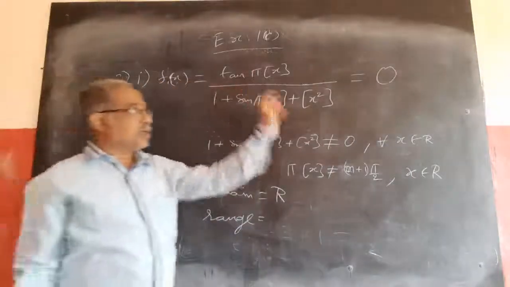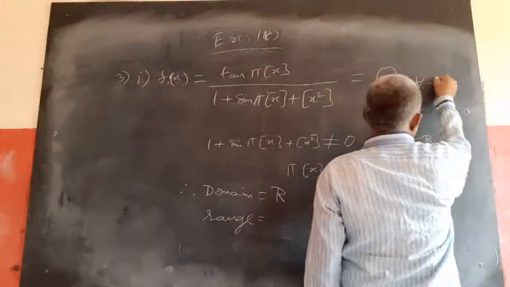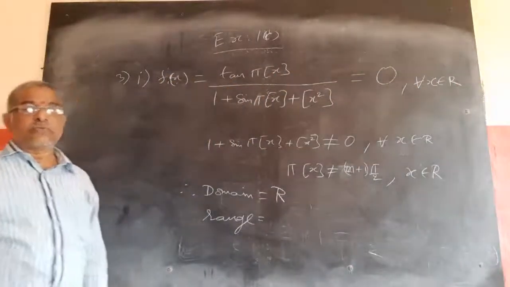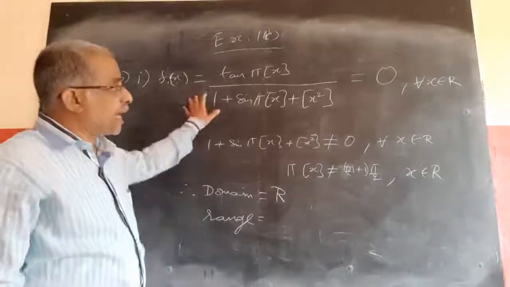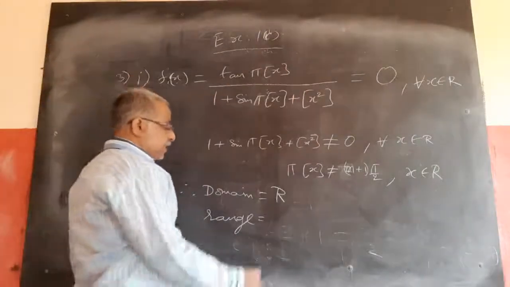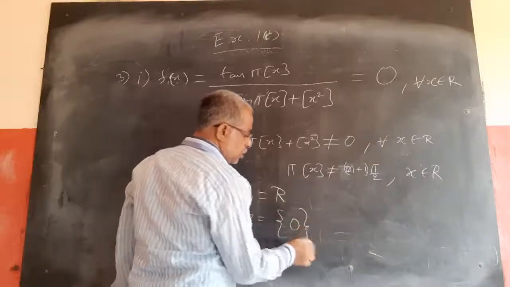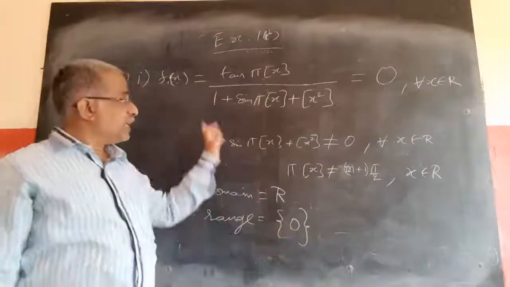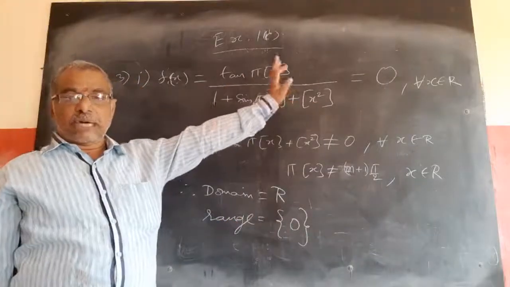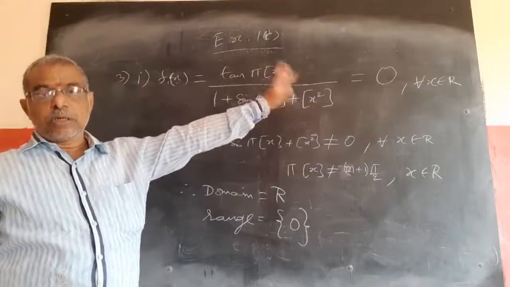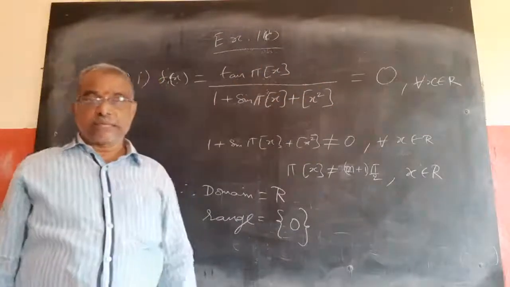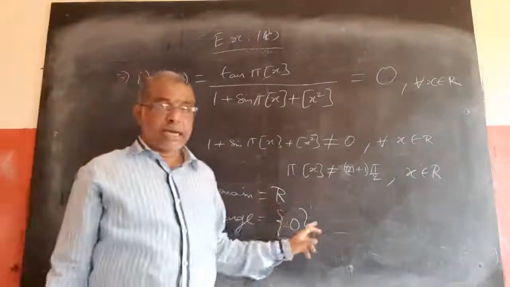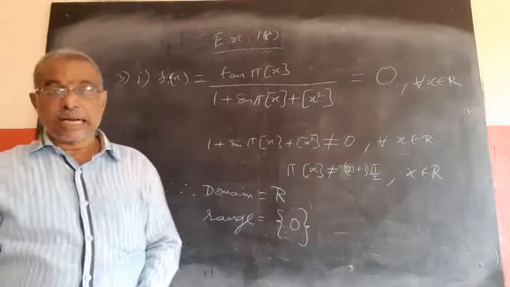Whatever may be the x, for every x belonging to R, the numerator is becoming 0. So the function value is simply 0. So this is mapped always to 0, means constant function and range is fixed to 0. For every x belongs to R, whatever may be the value of x, the function value is always 0, constant function. So domain is R, range is 0.